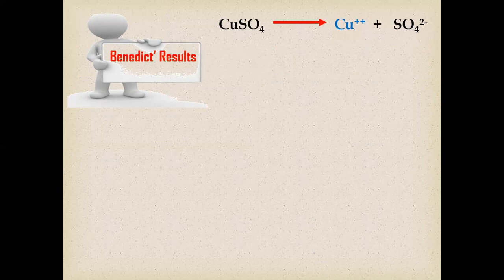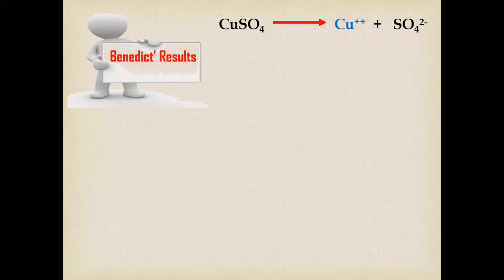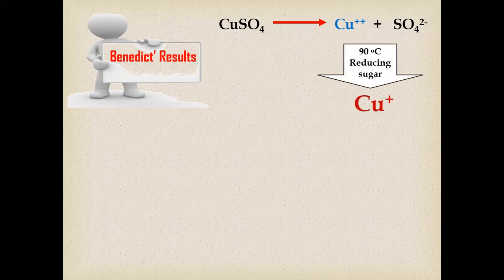So we got the concept of the Benedict solution result. If we have copper sulfate, which is blue in color, and we dissolve it in solution, it will produce two types of ions. First, the copper ion with the +2 oxidation state, and the sulfate ion with a -2 oxidation state. Now this copper ion, after heating with reducing sugar, will convert into the +1 oxidation state, so it will be reduced.